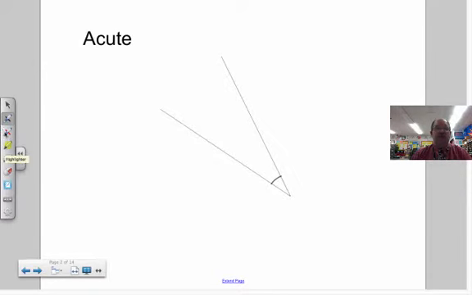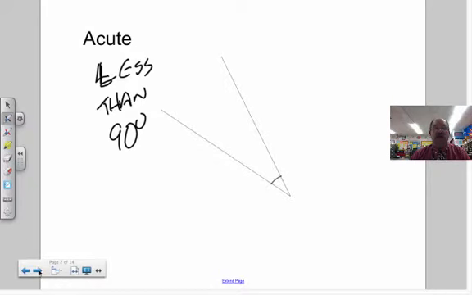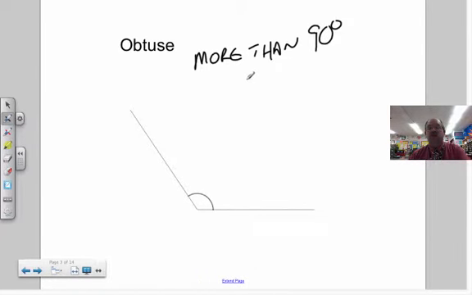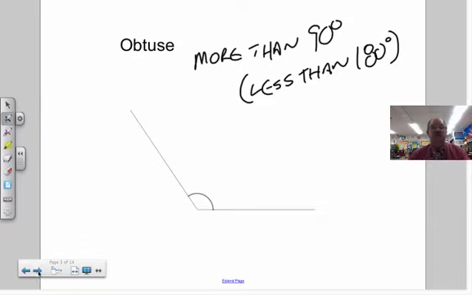So the first type of angle that we have is called an acute angle. Acute angles, basically their measure is less than 90 degrees. So if an angle has less than 90 degrees, it's called acute. If an angle has more than 90 degrees, we call it an obtuse angle. Theoretically it has to be less than 180 degrees because otherwise we've turned the corner back to an acute angle. So more than 90, you can read it there.